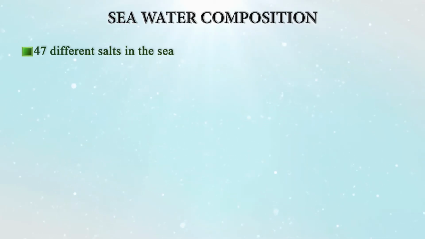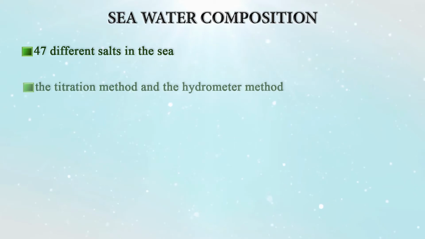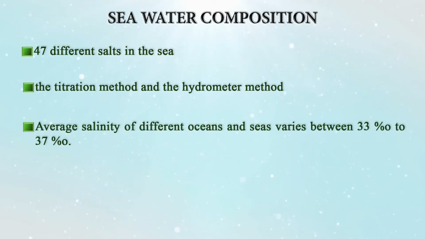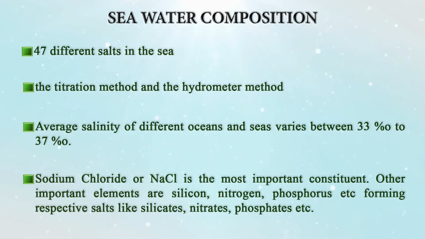Now, through various expeditions by different famous oceanographers, they have found that 47 different salts are present in the sea water, and the most common methods of extraction of salt are the titration method and the hydrometer method. Average salinity of different oceans and seas varies between 33 per thousand to 37 per thousand. And as I have already told you, sodium chloride is the most important constituent of seawater. Other elements are silicon, nitrogen, phosphorus, etc., forming respective salts like silicates, nitrates, phosphates, etc.